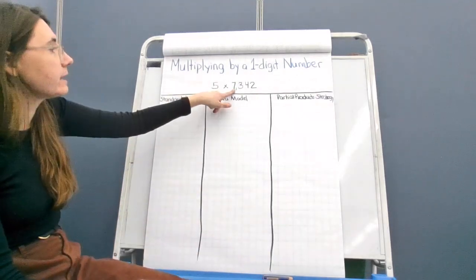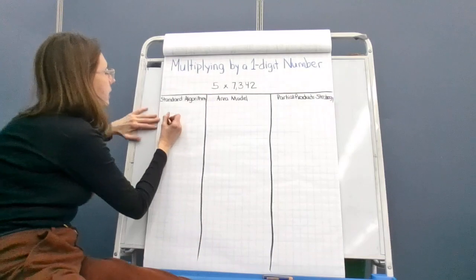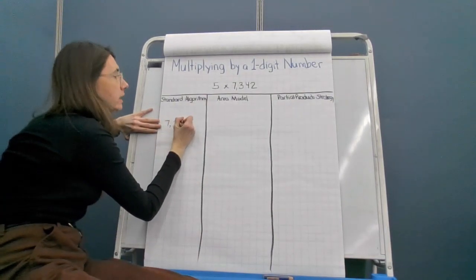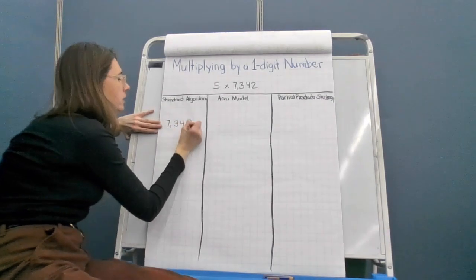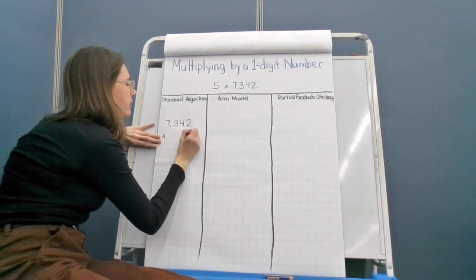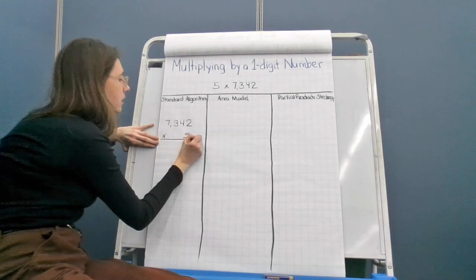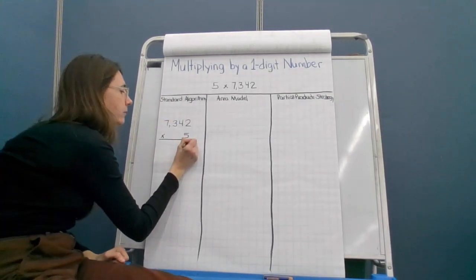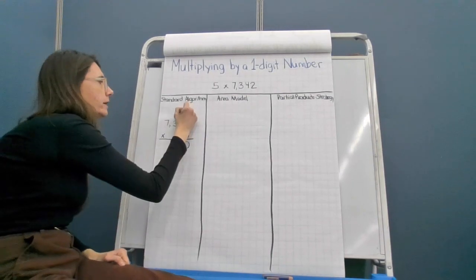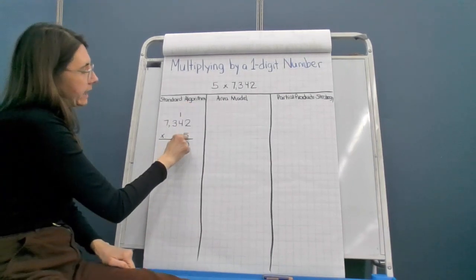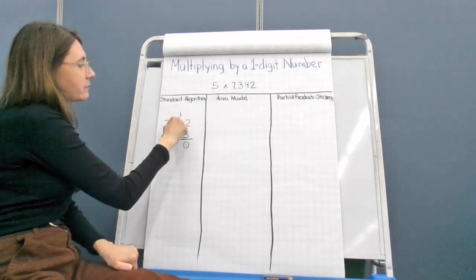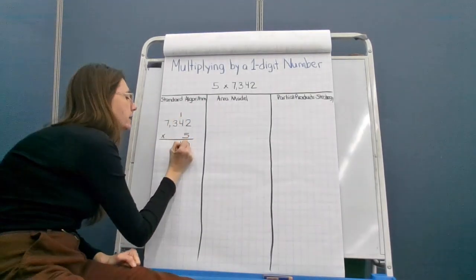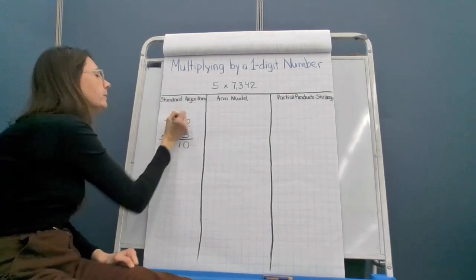So I'm going to set up this number the way that we usually see it written for multiplication. 7,342, and we're going to multiply that by 5. So I was taught that I would do 5 times 2 first, and that equals 10. The 0 goes here. The 1 gets regrouped up here. Then I get 5 times 4, that equals 20, and then I need to add 1 more. 21, so that's the 1. Here goes a 2 up here.